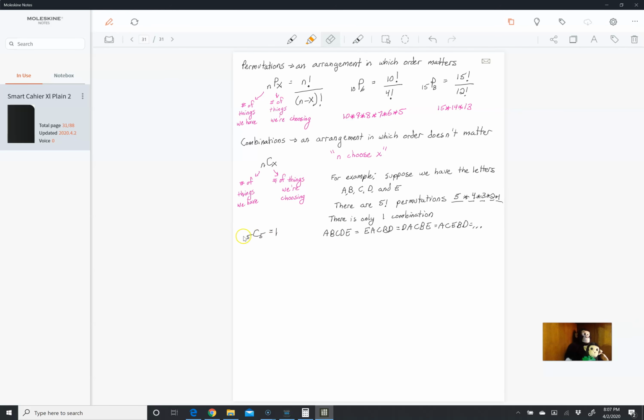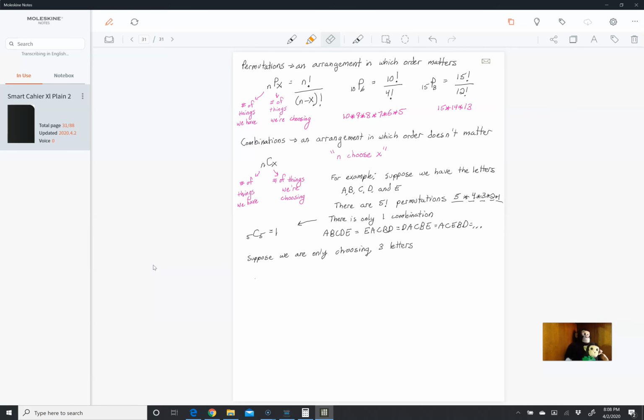That's what this is telling us. If we have 5 things, in this case letters, and we're choosing all 5 of them, there's only one combination. That's what this is telling us right here. But let's say instead that we're only choosing 3 of these letters. So if we're only choosing 3 letters, then this changes things.